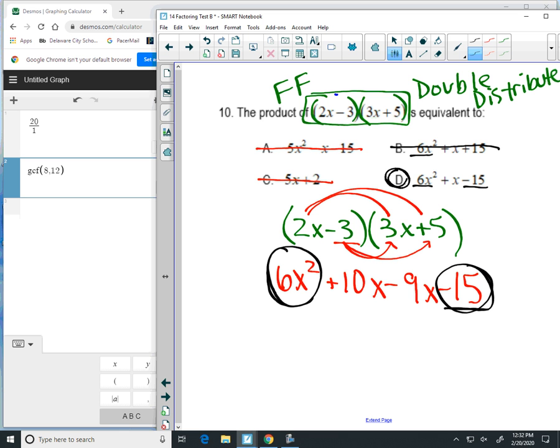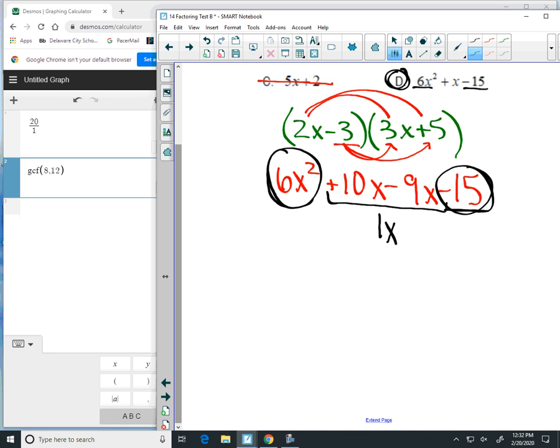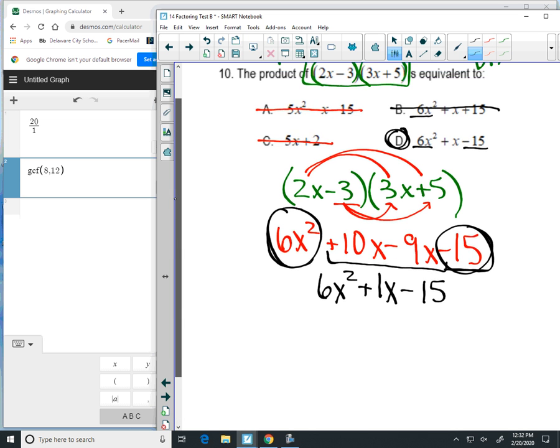And that's option D. Now I just want to point out, if we combine these two like terms in the middle, 10x minus 9x is 1x. And that does match. This is what our trinomial will look like, and it matches letter D.